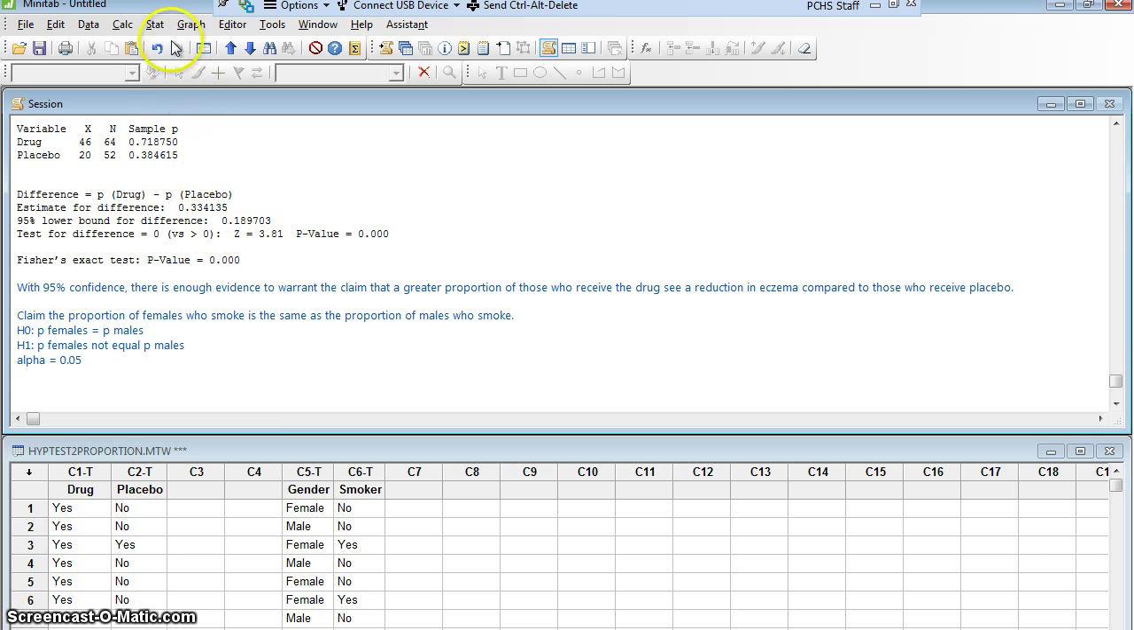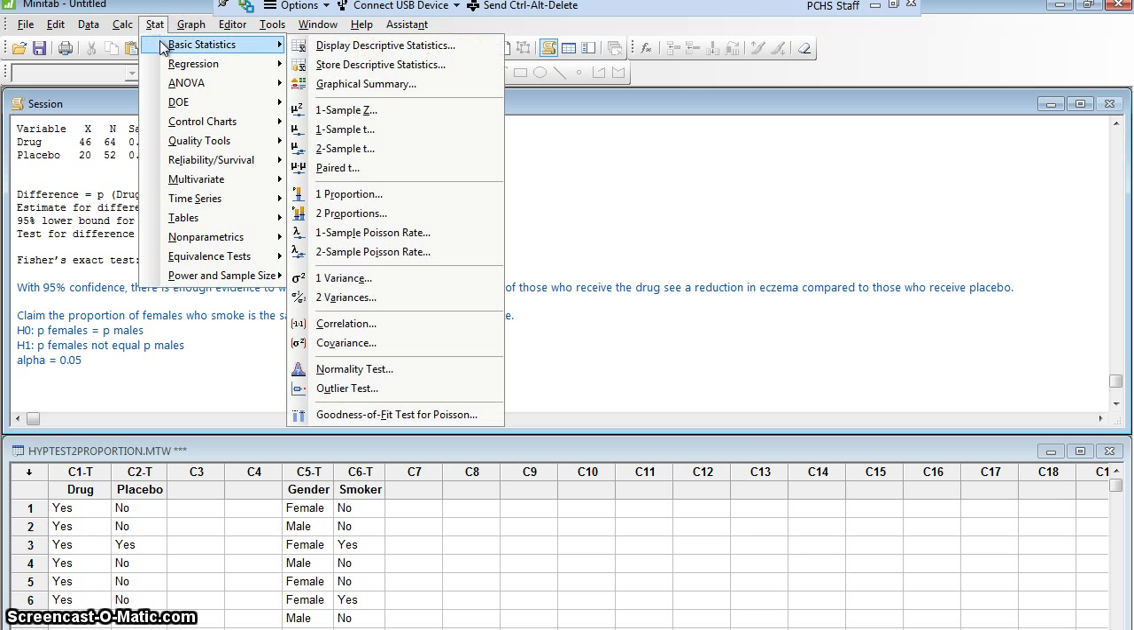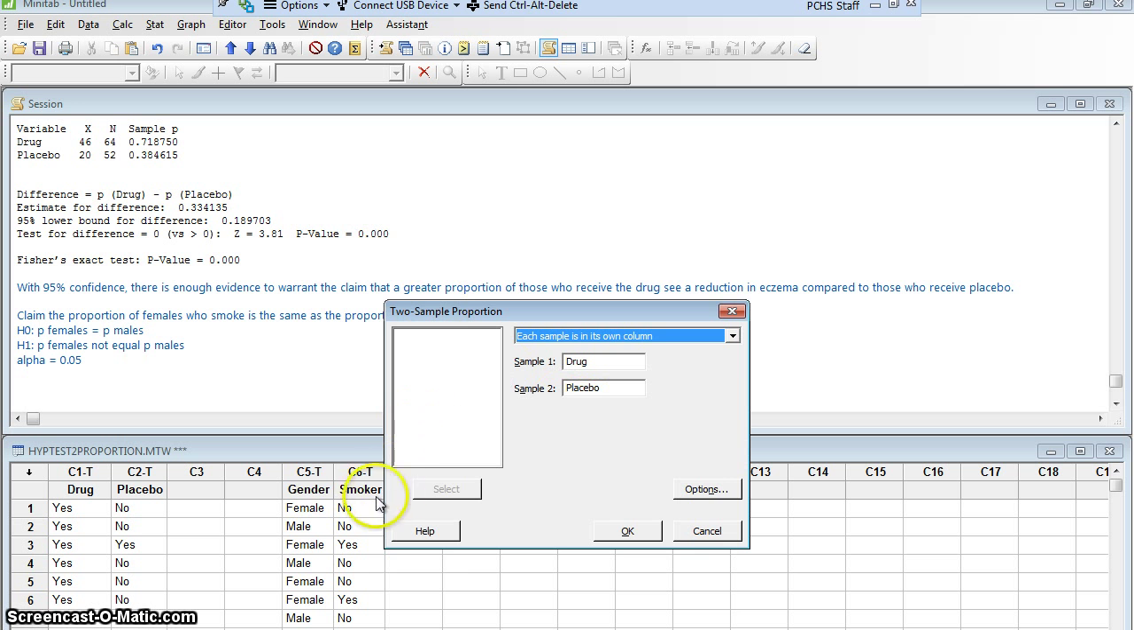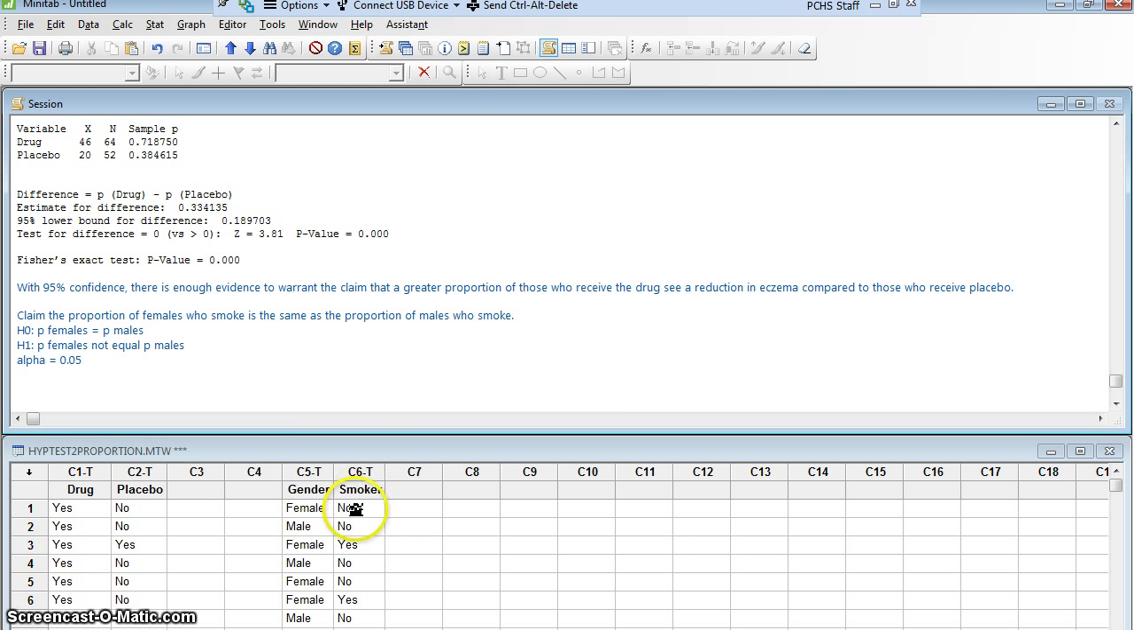Let's do a two proportions test again. Stat, basic statistics, two proportions. But this time, before I do that, I should look at my worksheet, because here I put all the evidence about whether or not they're a smoker in the same column, column 6. So all my data is actually in column 6. Column 5 just tells me if each person I asked was a female or a male. So now I have all my data, all my sample, in one column. And I have another column that is my by column that tells me what I'm sorting it by.